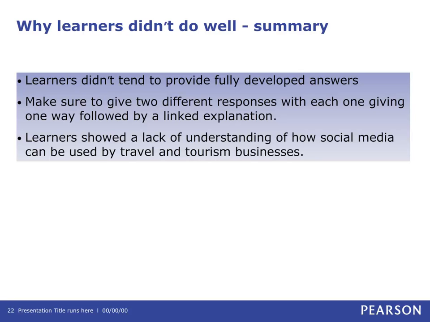Learners didn't tend to provide fully developed answers, which related to the scenario and question. If 2 explanations are required, half of the marks will be awarded for the first response and half will be awarded for the second response. So make sure to give 2 different responses that each give 1 way followed by a linked explanation. Learners showed a lack of understanding of how social media can be used by travel and tourism businesses to respond to rival competitors.